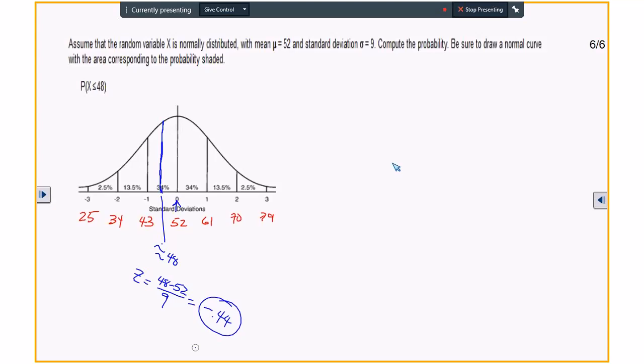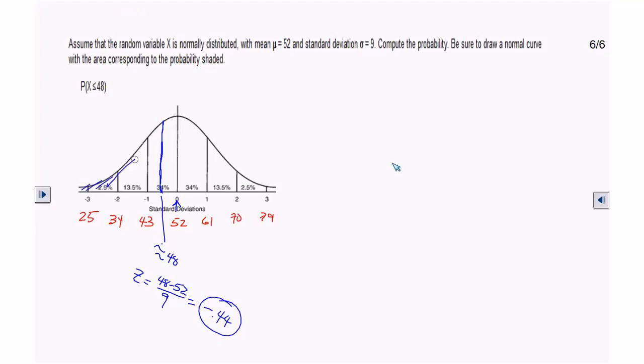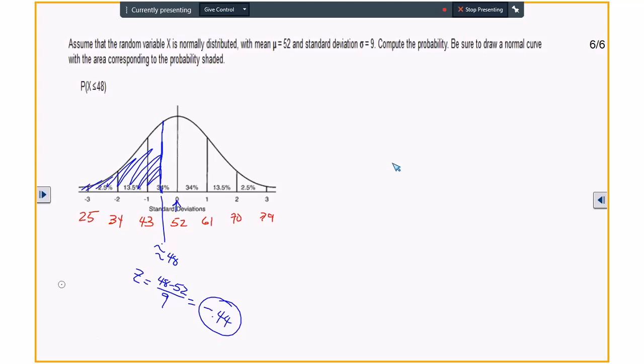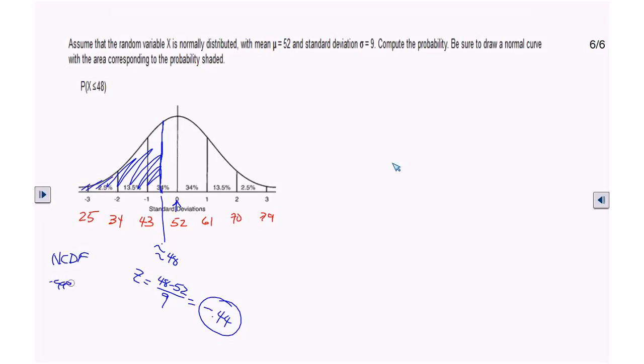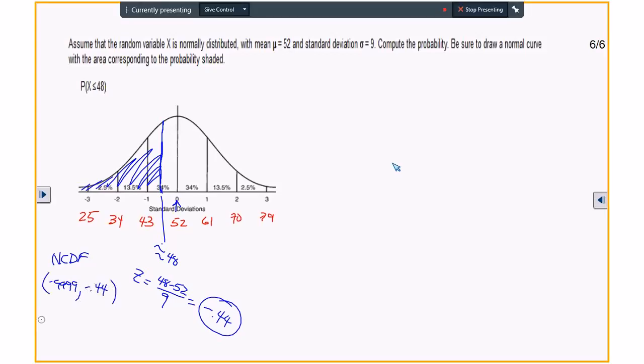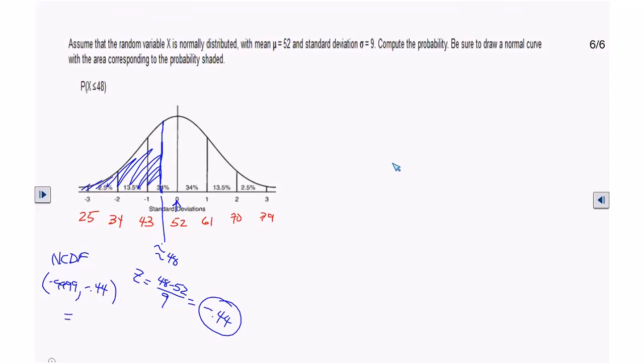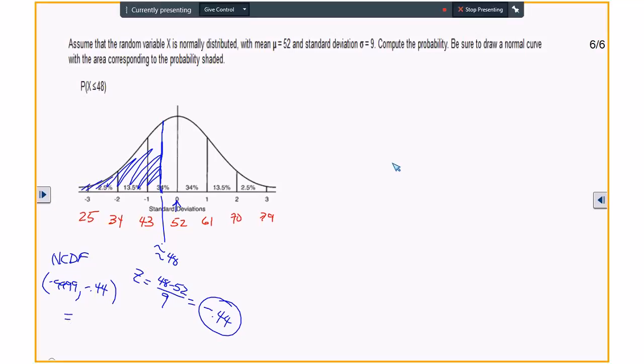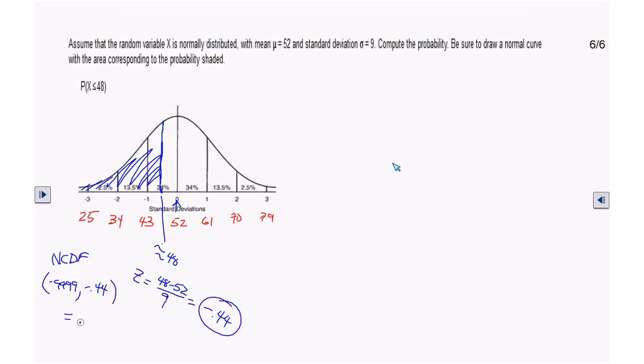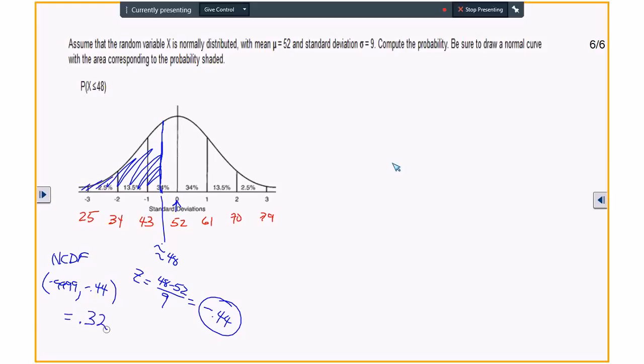So somebody tell me, since we're going up to, do the normal CDF from negative 9999, comma, negative 0.44. And this is the question you were asking. And somebody tell me if you get around 33%. What do you get? I'm sorry, what? Point, be 4 digits. 0.3299. It's a miracle. 33%.